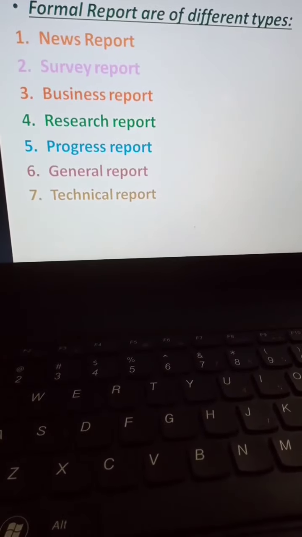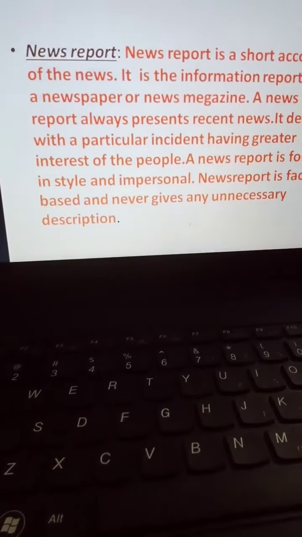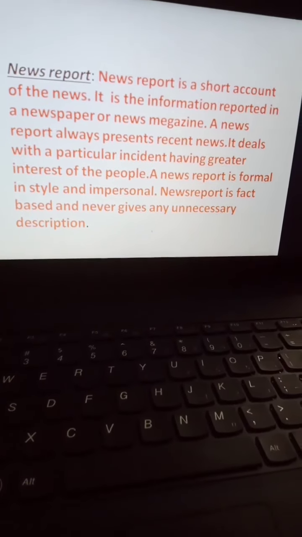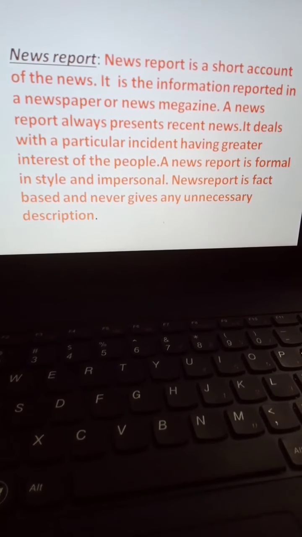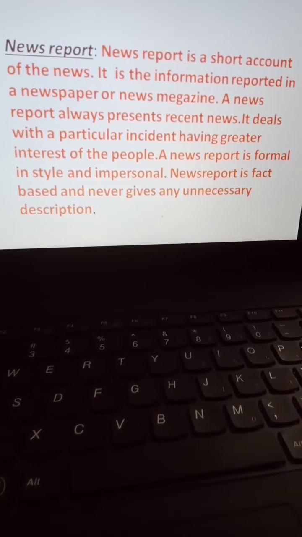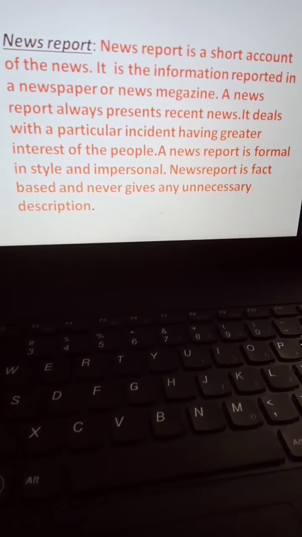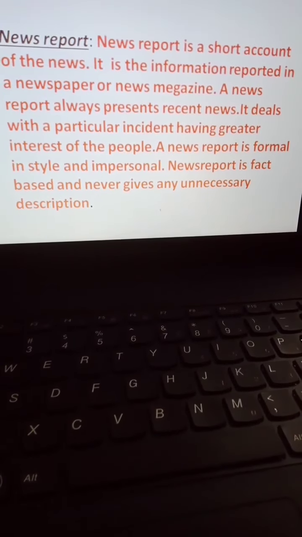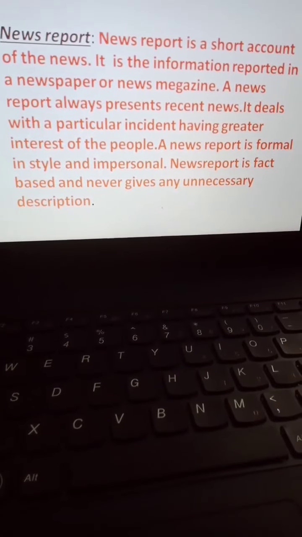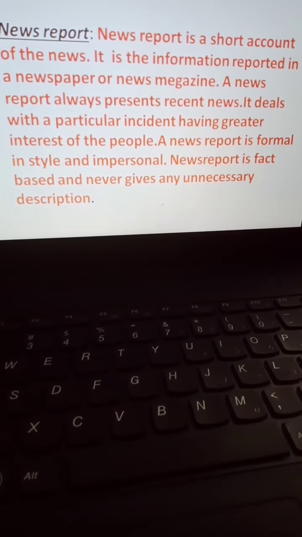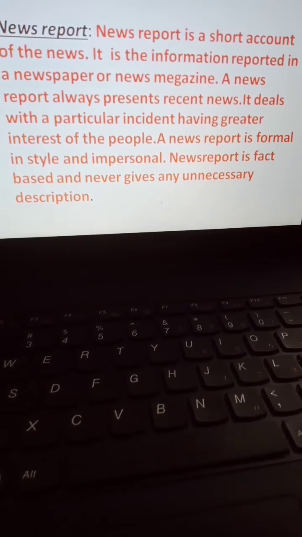So let's go to the next slide. Okay, what is a news report? A news report is a short account of the news. It is the information reported in a newspaper or news magazine. A news report always presents recent news. It deals with a particular incident having greater interest of the people. A news report is formal in style and impersonal.